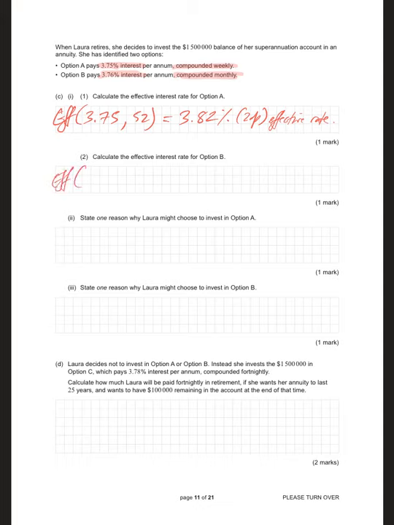EFF for option B, 3.76 is the nominal rate, but it's compounding monthly, so 12. Apps, finance, scroll down to C, EFF, 3.76, comma, 12, 3.83% rounded to 2 decimal points effective rate. Just to be more pedantic, it's per annum. Might lose marks there. State one reason why Laura might choose to invest in option A.